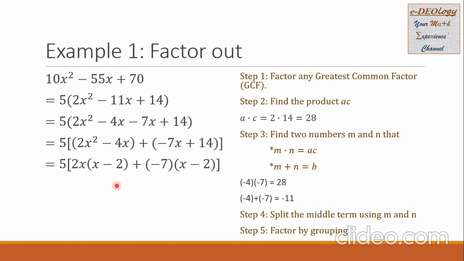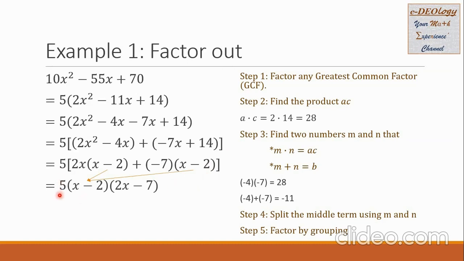And now we have 2 big groups here, and we can see that there is a common factor for these 2 big groups, and that common factor is the binomial x minus 2. So we can factor that x minus 2 out. It will be like this.